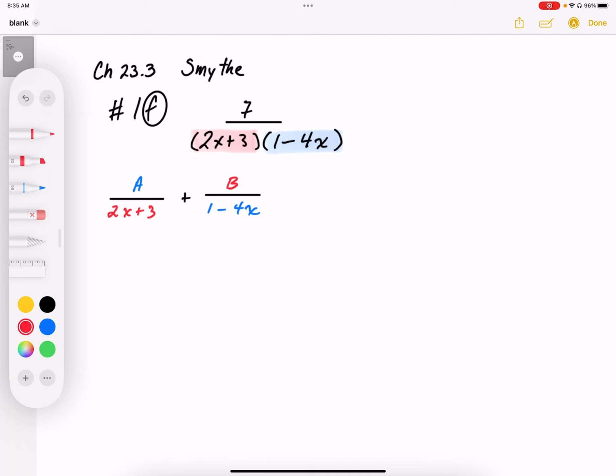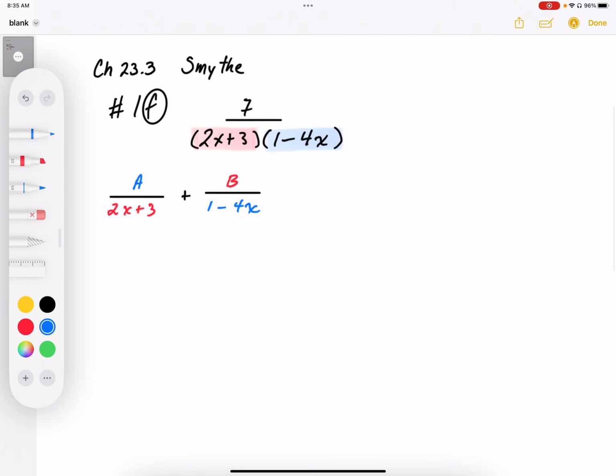And we're going to solve for the a and b terms that are going to give us the numerator of 7. So I've color-coded this so I can group them. I'm going to cross multiply here to get the numerator. So I'm going to multiply the first fraction, the top and bottom, by 1 minus 4x. And I'm going to do the same for the right-hand fraction. So I get b times 2x plus 3. And this is all going to be equal to the numerator of 7.